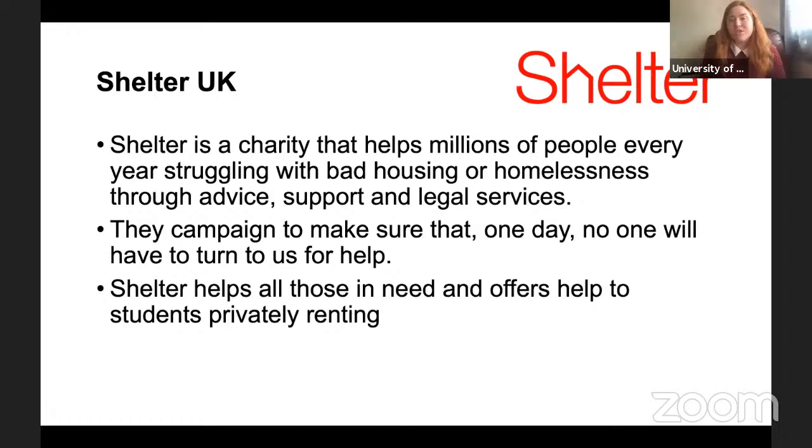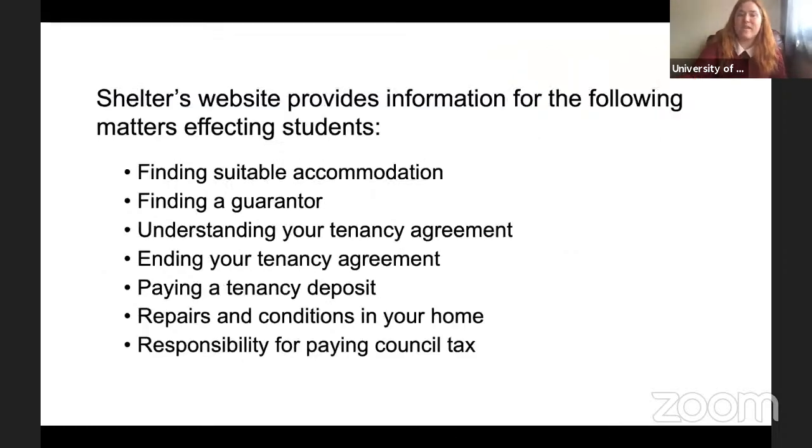So whether you're a student or you're not, if you're just working a normal job and you've hit hard times, you can always reach out to Shelter and they will be there to give you advice. Shelter's website is a really good resource for a lot of matters that are currently affecting students, especially with the global pandemic going on. They can help you to find suitable accommodation. They can also recommend finding a guarantor. They will help you to understand your tenancy agreement and other factors within this.